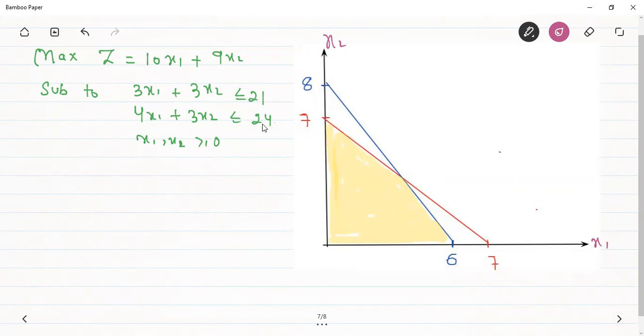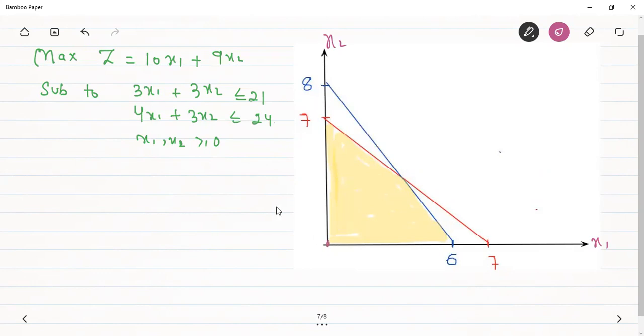The second constraint can be seen here. The equation will be x1 by 6 plus x2 by 8, that will be equal to 1. Therefore, this x1 intercept will be 6, x2 intercept will be 8, and this blue color line is the equation of the second constraint, and again the region will be below. And after seeing that, we can see that this is the feasible region. We get four corner points.